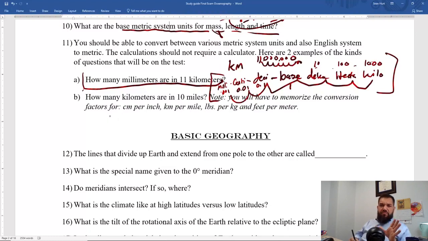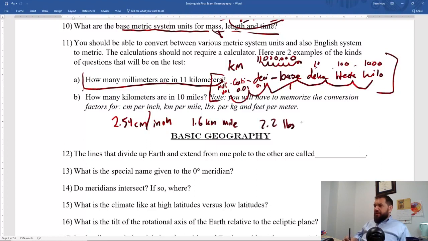So just a good thing to memorize, there are 2.54 centimeters per inch. It's enough to just say 2.5 centimeters per inch. Okay, there's about 1.6 kilometers per mile, 2.2 pounds per kg, and 3.28 feet per meter. Okay, you can use those to get a general sense.